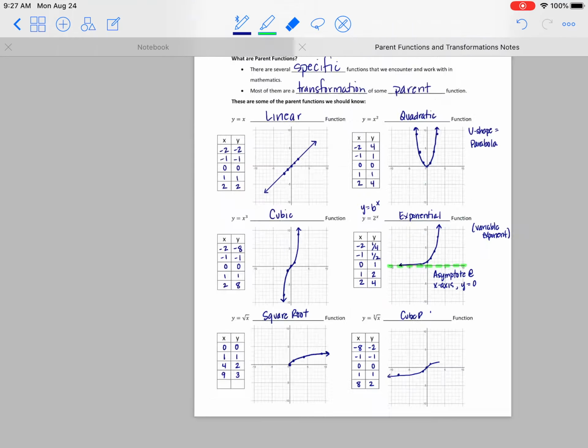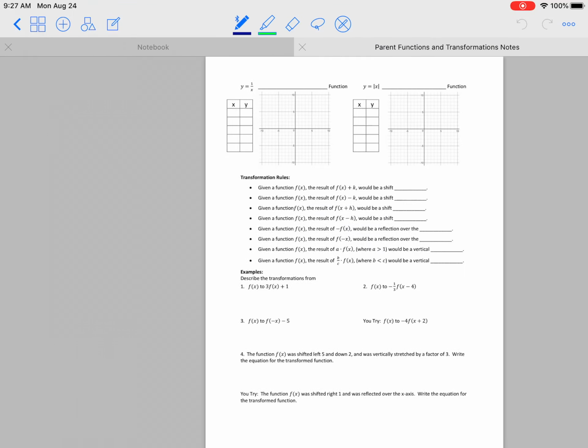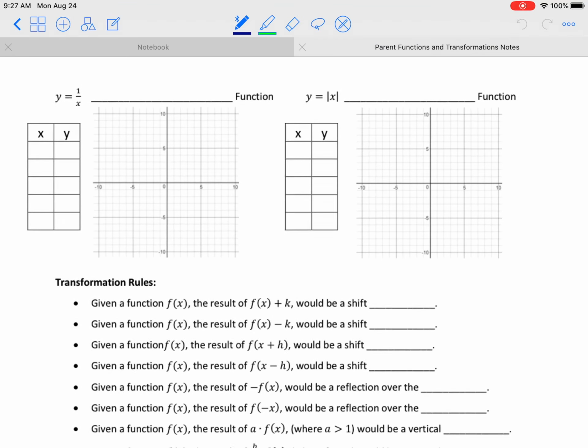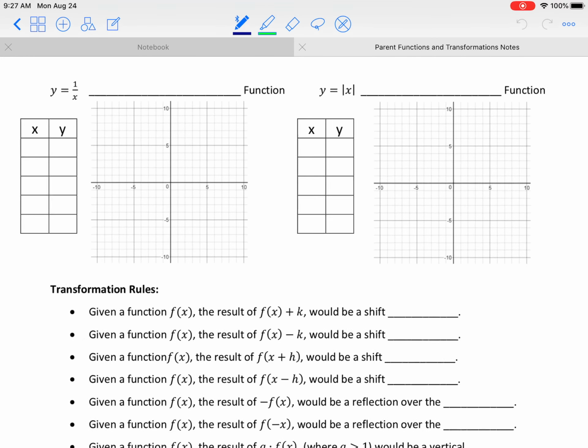What else? We have a few more. Let's see. Yep, a couple more. So 1 over x, we saw this briefly. This is what we call our parent rational function. Rational function means we have x basically in the denominator of a fraction. Rational means fraction, right? Rational numbers are numbers we can write as fractions. So rational functions typically have fractions of polynomials. What we want is to see x in the bottom of a fraction to make it rational.